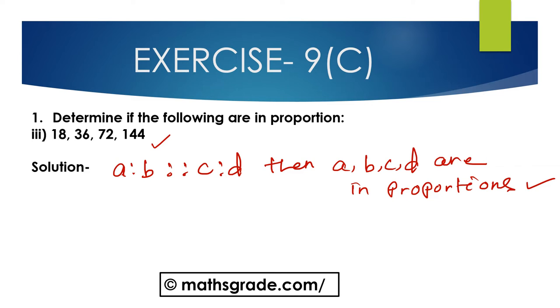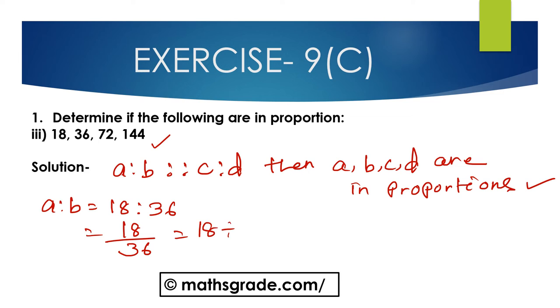So A is to B is 18 divided by 36. 18 is to 36, which is equal to 18 divided by 36, and cancelling 18 and 36 with 18. 18 is the common ratio, so divide the antecedent 18 with 18 and the consequent 36 with 18. We get 18 divided by 18 is 1 and 36 divided by 18 is 2. 1 is to 2.